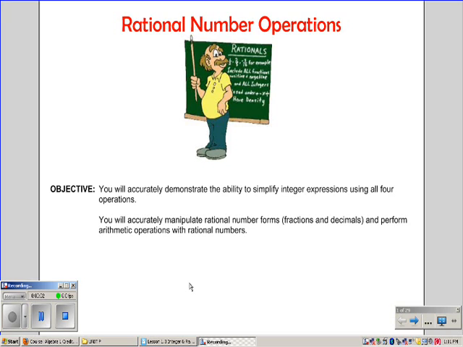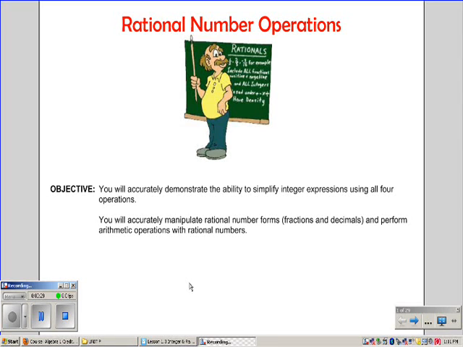Hello and welcome to today's lesson entitled Integer and Rational Number Operations. You may remember that the integers are basically your positive and negative numbers, and the rational numbers are made up of the integers, whole numbers, natural numbers, but they're also repeating and terminating decimals, fractions, those types of things.